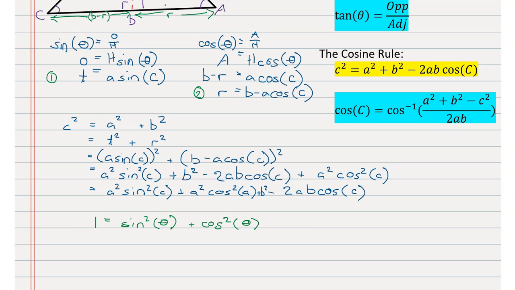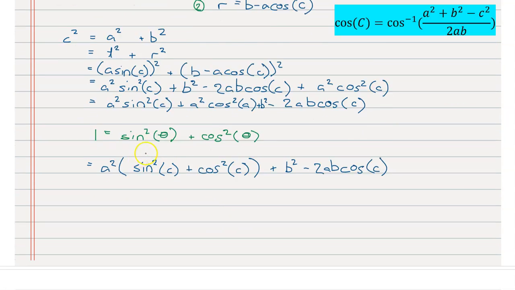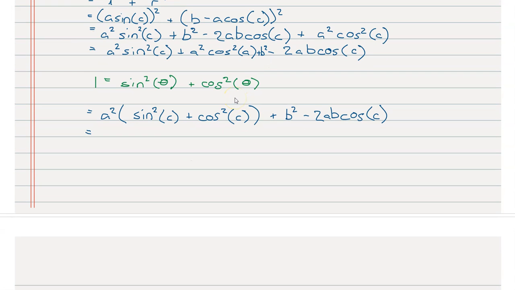So using this identity here, I can rearrange the formula above such that it becomes, factorizing for a squared, a squared times sine squared C plus cosine squared C, plus b squared minus 2ab cosine C. And using this identity that I've written in green, everything in these parentheses is going to simplify down to simply 1, which becomes a squared plus b squared minus 2ab cosine of the angle C. And all of that is equal to c squared.